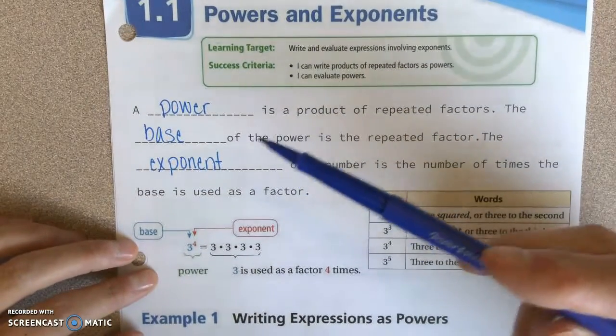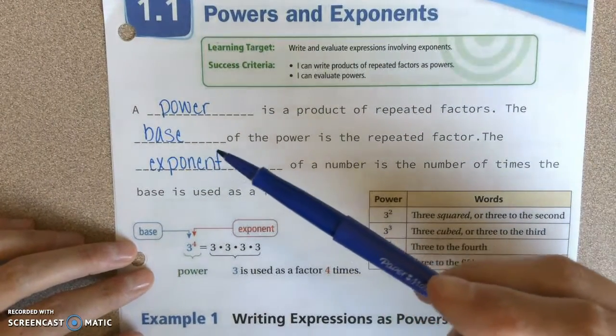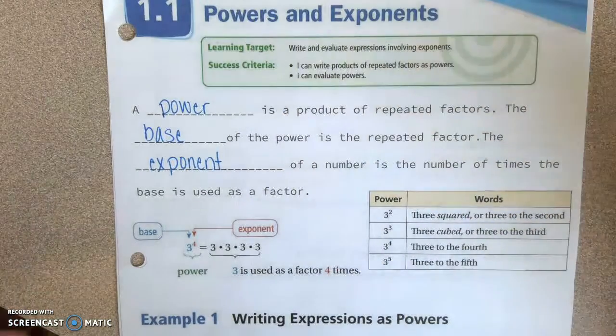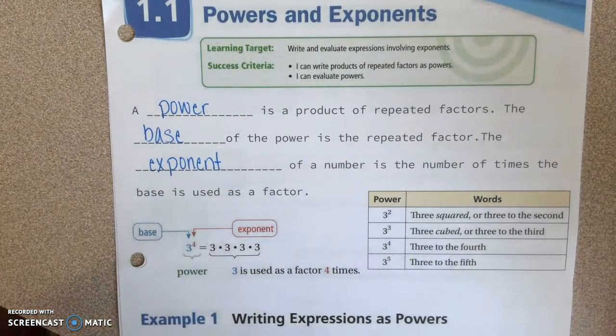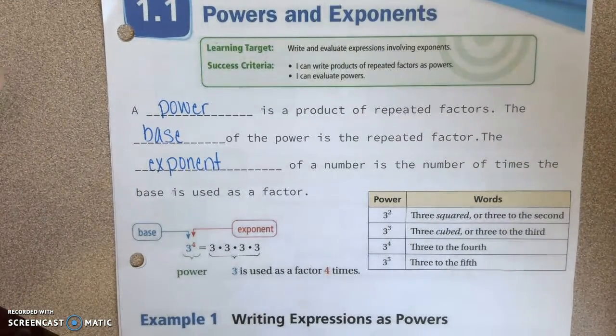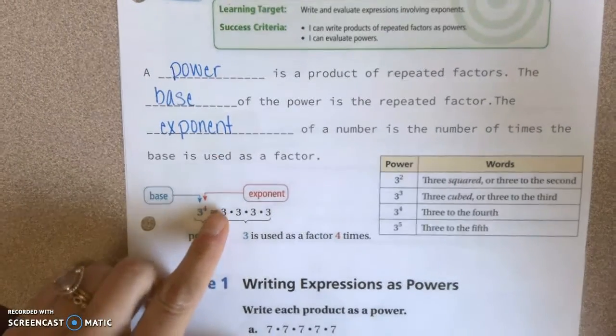We have a power, which is a product of repeated factors. We have the base of the power, which is the repeated factor that we are multiplying over and over. And then the exponent is the number of times that we multiply. It's the little number in the corner. Please remember at any point, if you need to pause to fill in or ask a question, you may do that. Here's a visual with our vocabulary words.